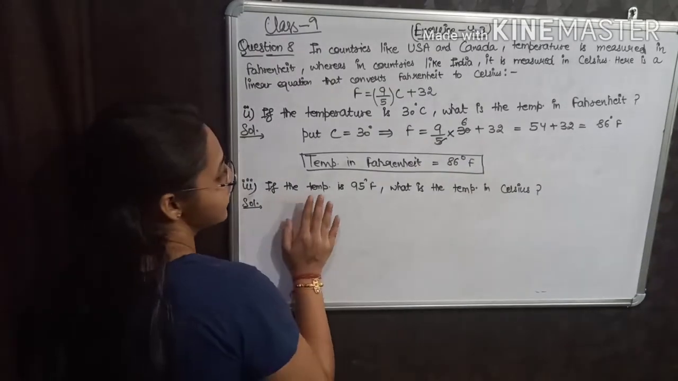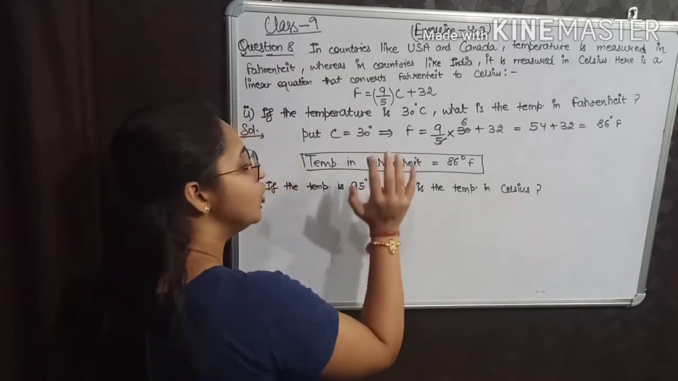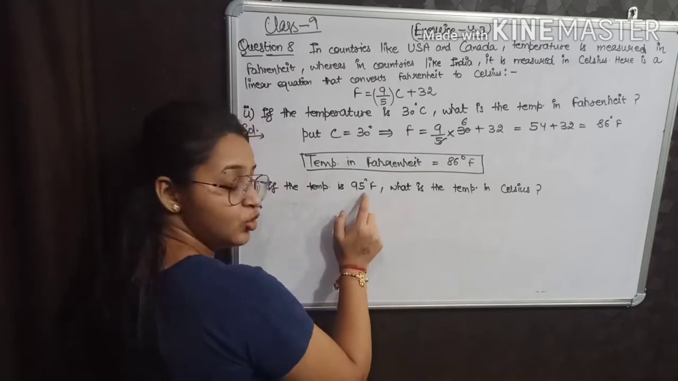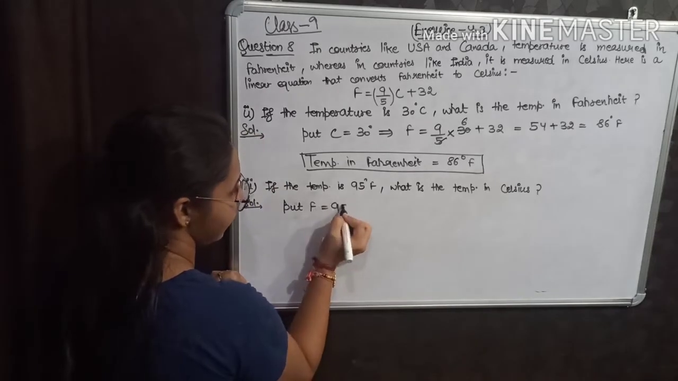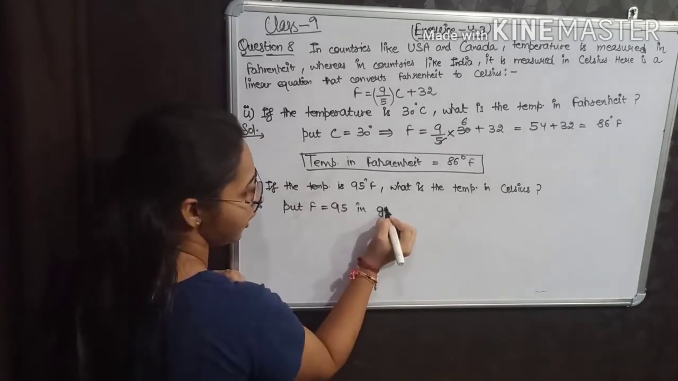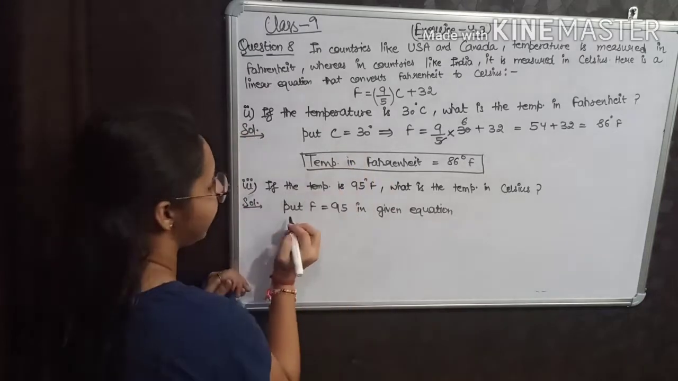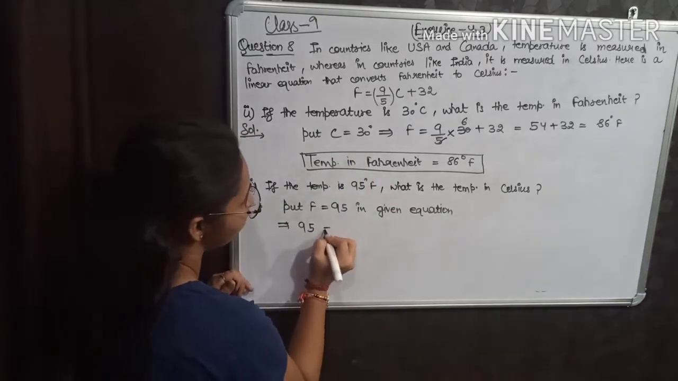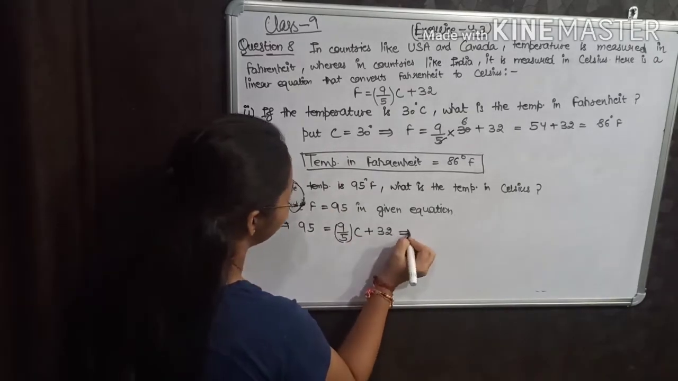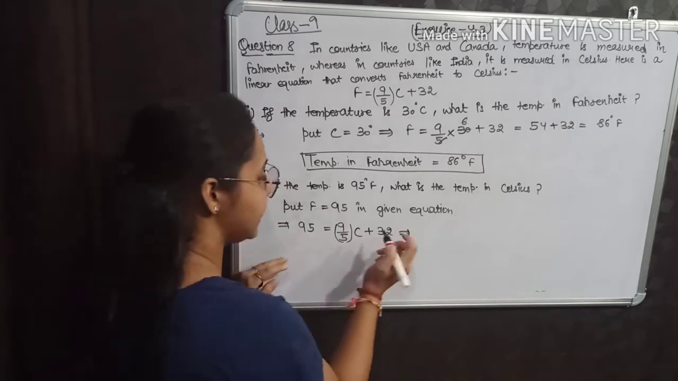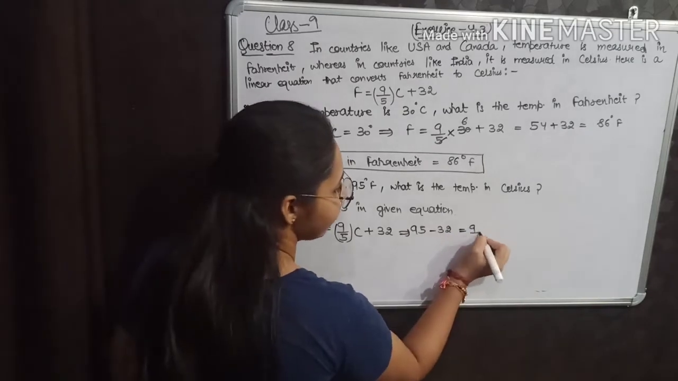Now, the third part is, if the temperature is 95 degrees Fahrenheit, what is the temperature in Celsius? Now, you have to find the value of C and the value of F is given. So, put F is equal to 95 in the given equation. So, if F is equal to 95, it implies 95 is equal to 9 by 5 multiply C plus 32. This 32 will go to that side with a minus sign. So 95 minus 32 is equal to 9 by 5 C.